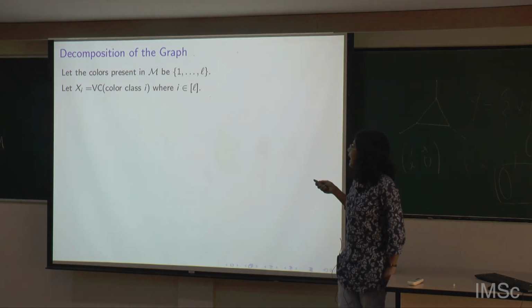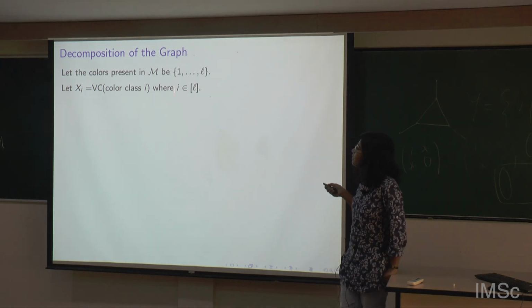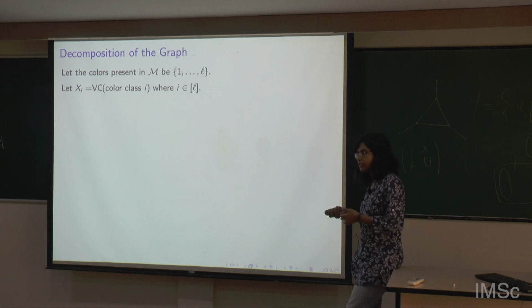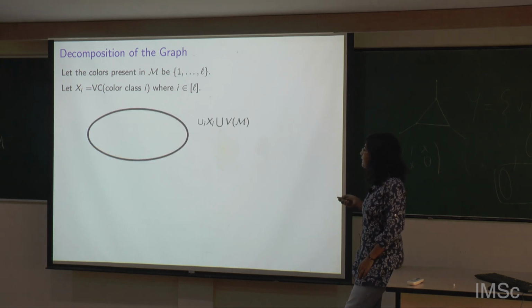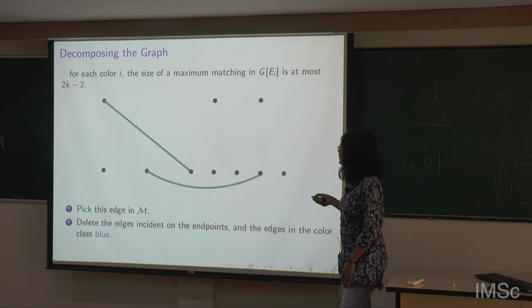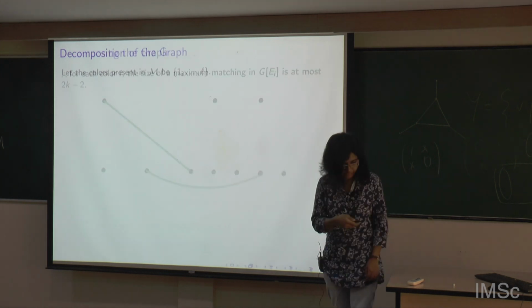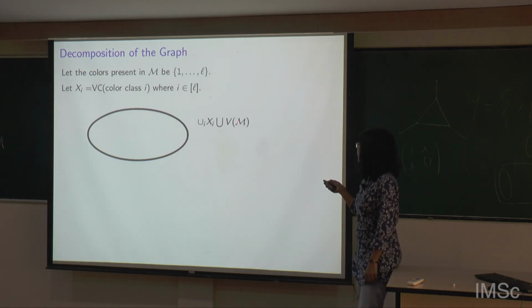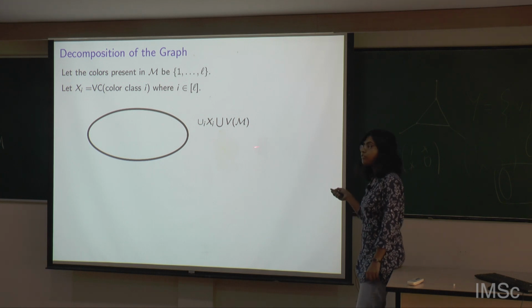So the total vertex cover, for i belonging here, the vertex cover of that color class I'm denoting by Xi. And so what happened? When did we stop adding edges to M? When the graph became empty, right? We added an edge to M, we keep on deleting the same-colored edges and the edges incident on the endpoints, and the graph becomes empty. Since the graph becomes empty, it means it has an independent set of vertices, right? So that means if I take this set, this gives me a vertex cover of the whole graph.